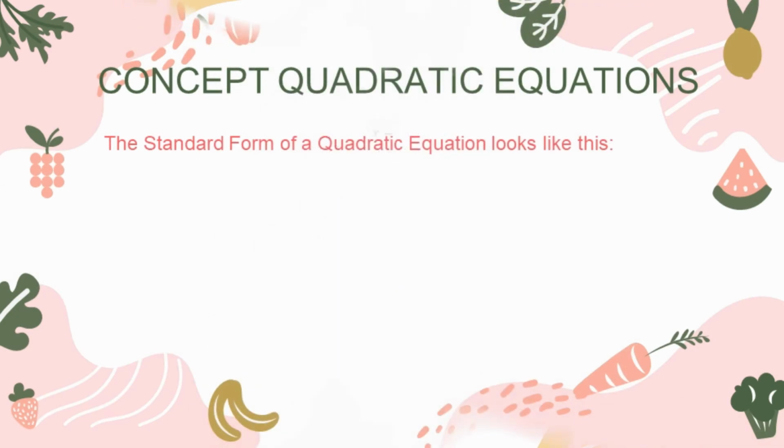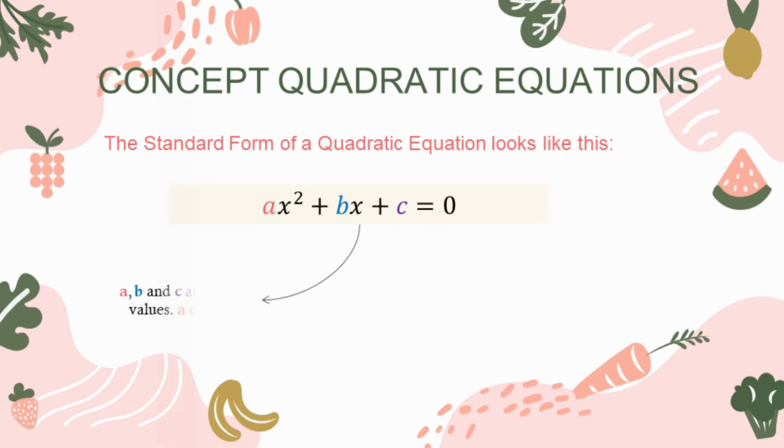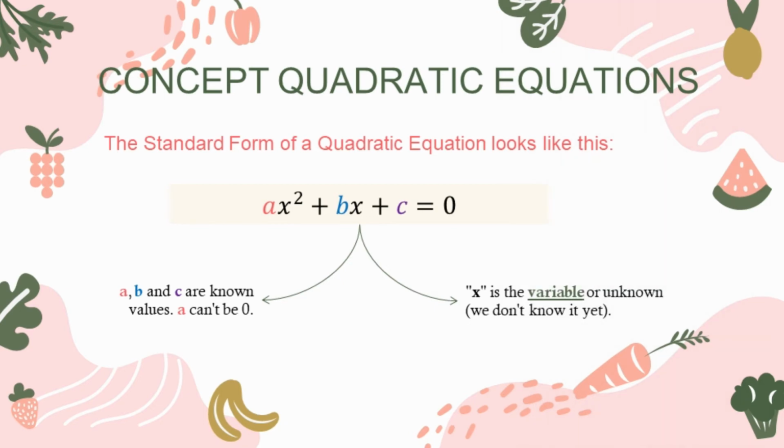Now we start the concept. The first topic is standard form. The standard form of a quadratic equation looks like this: ax squared plus bx plus c equals 0. In here, a, b, and c are real and rational numbers, and a is not equal to 0. And x is the variable or unknown, and we don't know it yet.